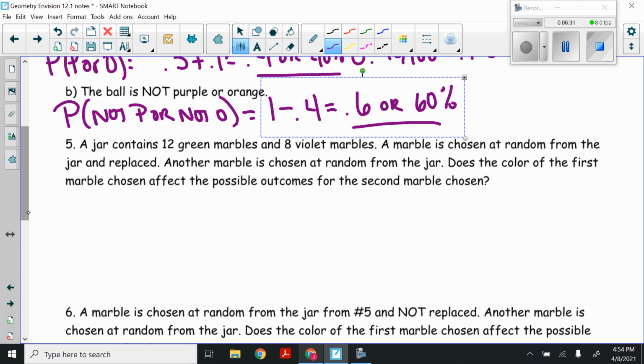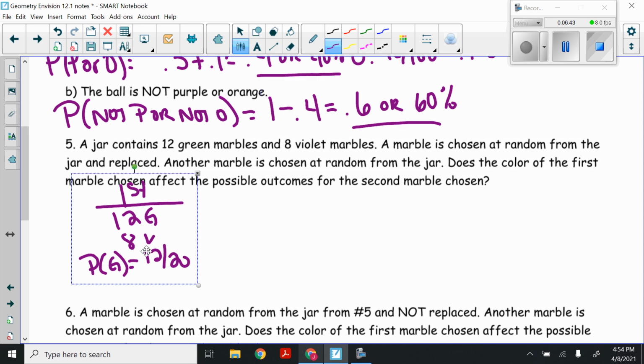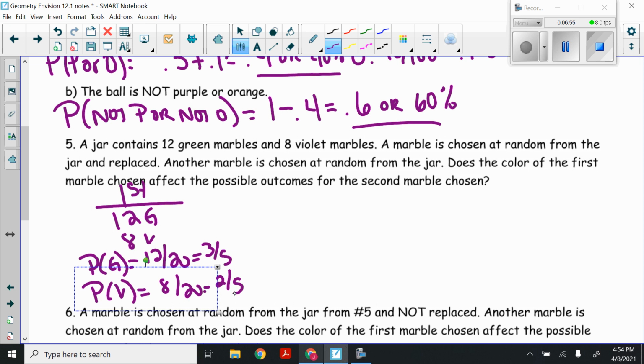Well, let's just make a little list. My first time, I have 12 green and 8 violets. So my first draw, the probability of getting green is 12 out of 20, or 3/5. The probability of getting violet is 8 out of 20, or 2/5. Now we put the marble back, and we draw again.